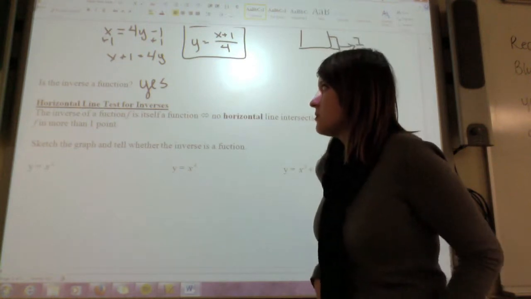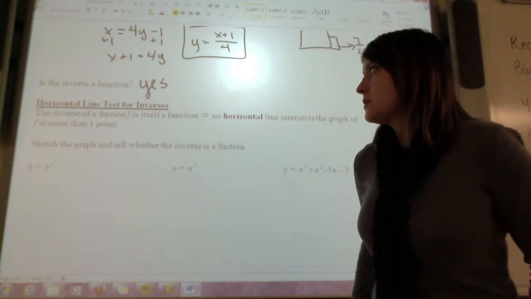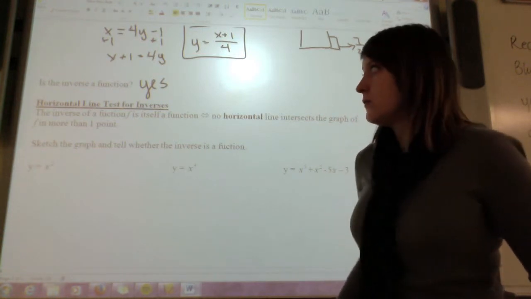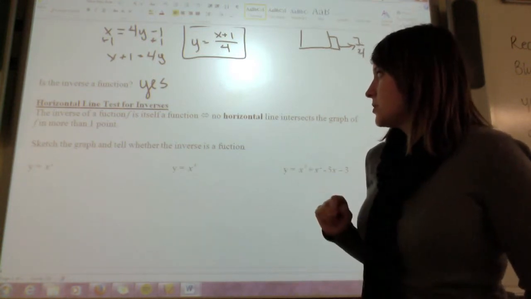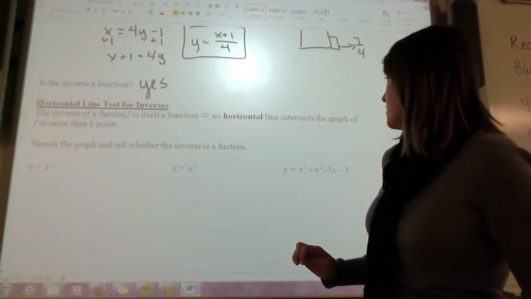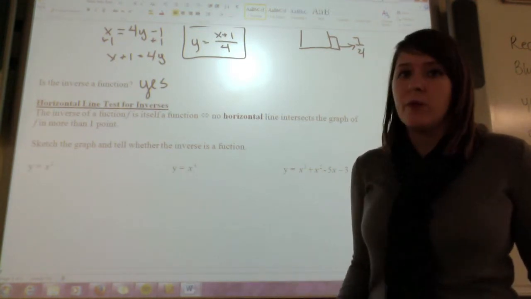We can also use the horizontal line test for inverses, and this is really useful when we're not able to come up with an equation for an inverse. So the inverse of a function f is itself a function if and only if no horizontal line intersects the graph of f in more than one point.